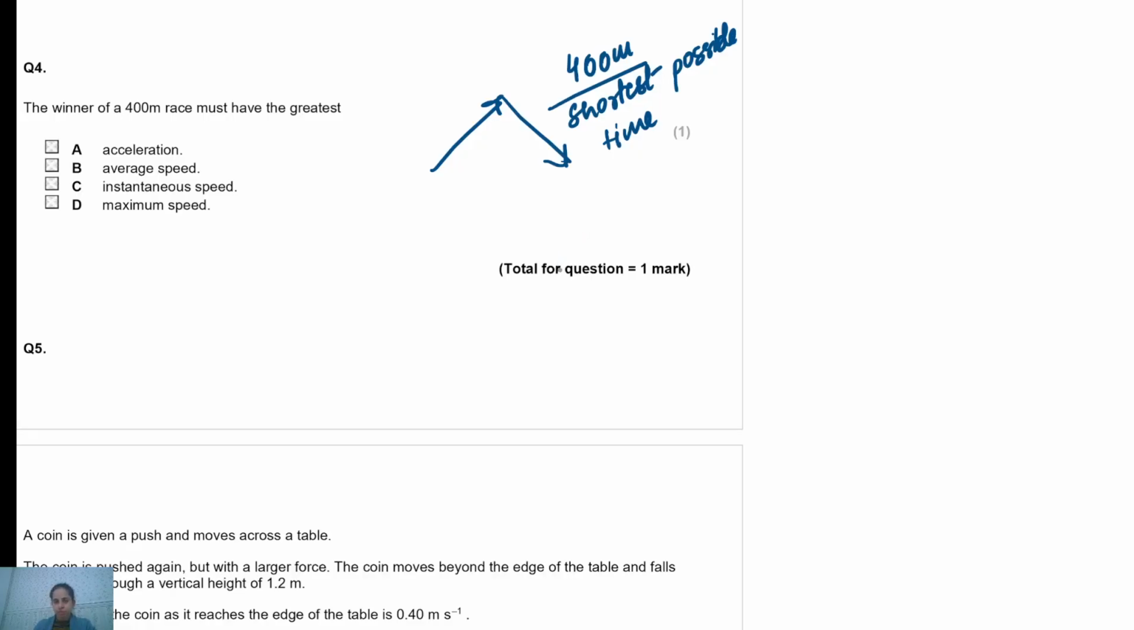If you want the winner to win, you want him to run the 400-meter race in the shortest possible time. If the time is as short as possible, that means the average speed for the entire journey should be highest. So you should have the greatest average speed.